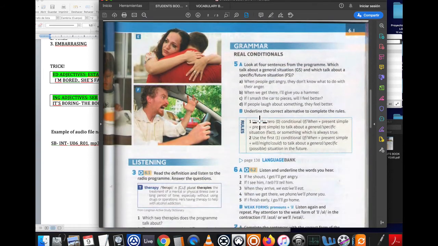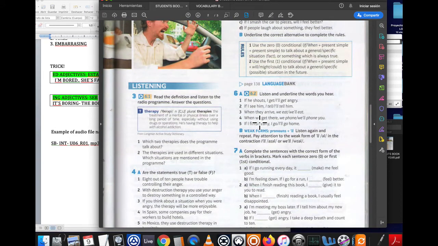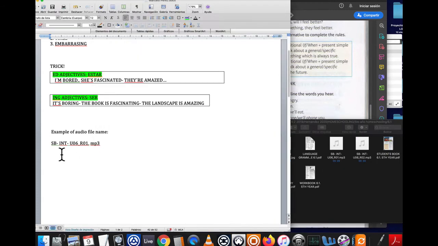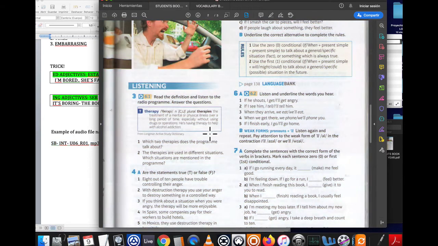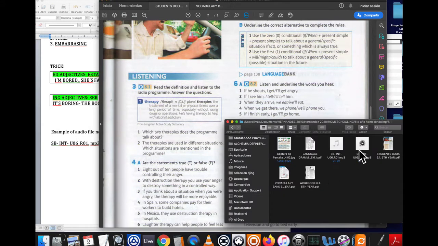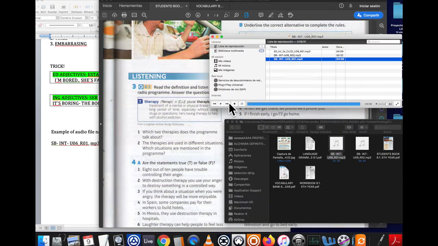Then we have a listening. The listening is about therapy and emotions. So you have to do the listening. I am also attaching the listening. The names of the listenings are, for example, SB means student's book. Intermediate, which is the book. Unit 6, recording 1. Yes, here. For example, 6.1. Entonces, acá tienen recording 6.1. Escuchen.